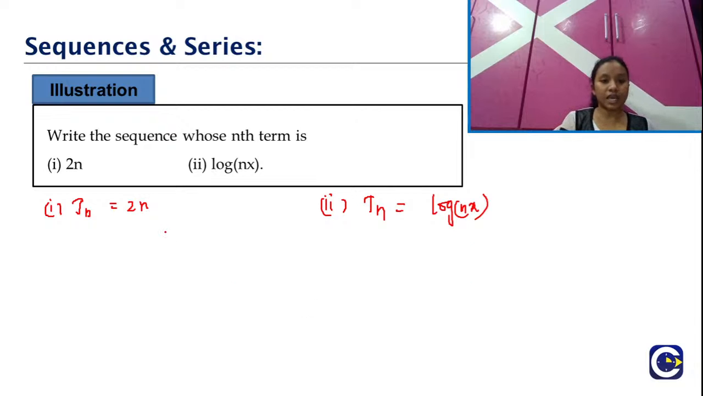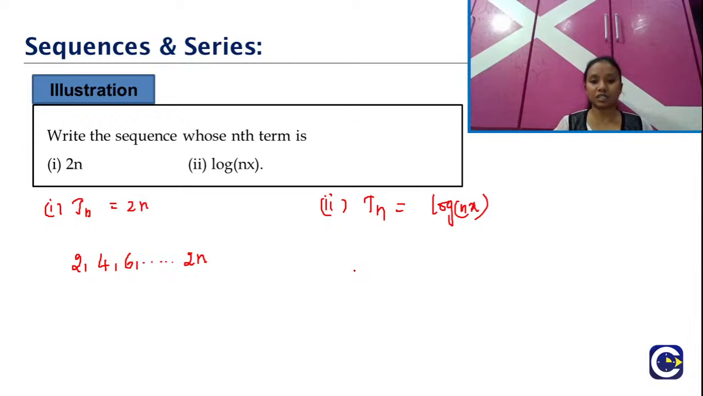So let's take the n values. So n will be from 1, 2, 3 here in order to write the sequence. So if n is 1, 2; n is 2, 4; n is 3, 6, and so on until 2n will be the last term here, because that will be the nth term. Right, so this will be the first sequence.